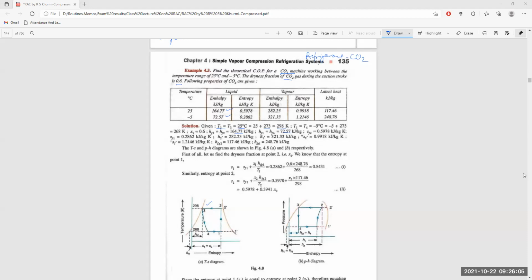Now SF2, the entropy of the fluid at point 2, is running on the high temperature line, and it is nearest to 2 dash. It is the entropy of the liquid itself, because it is on the liquid line.